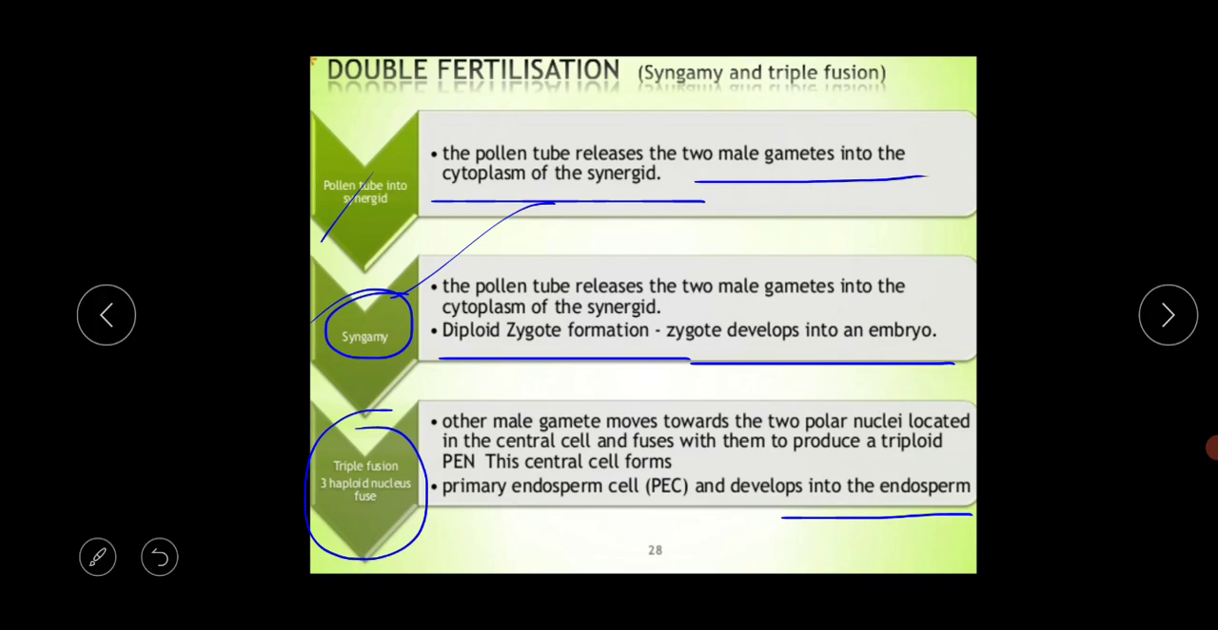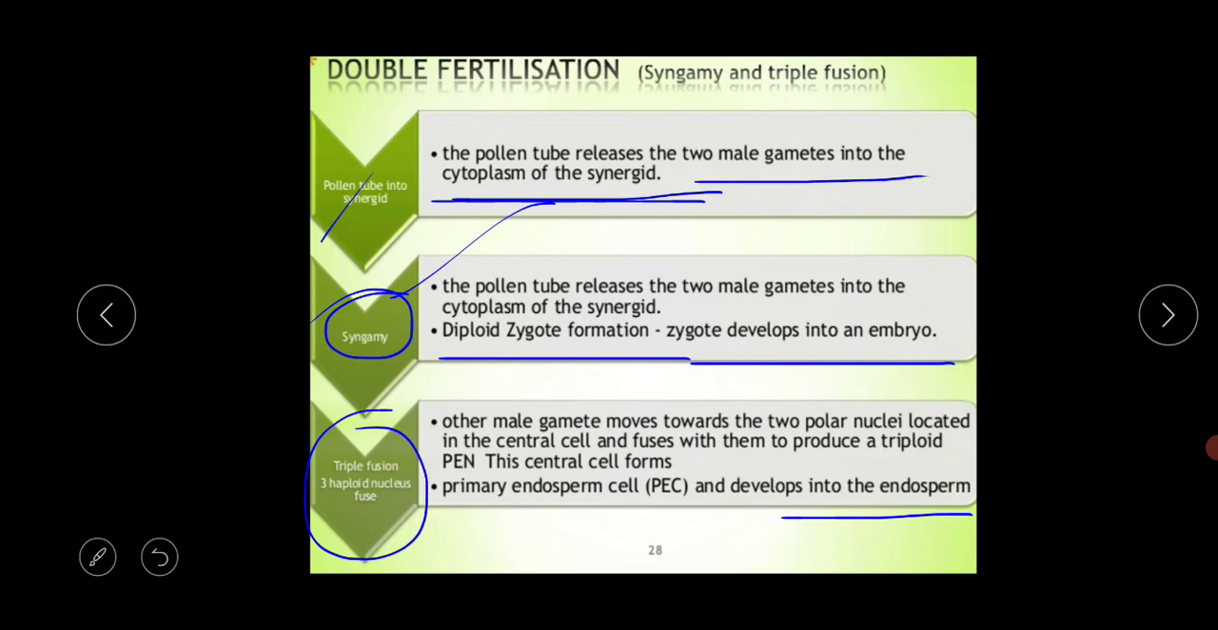In this case, the pollen tube releases the two male gametes. From where are we getting two male gametes? When the pollen tube enters the stigma, at that time the generative cell divides mitotically and forms the two male gametes. We already discussed this in our last video. So the pollen tube releases the two male gametes into the cytoplasm of the synergid, and after that the diploid zygote is formed.